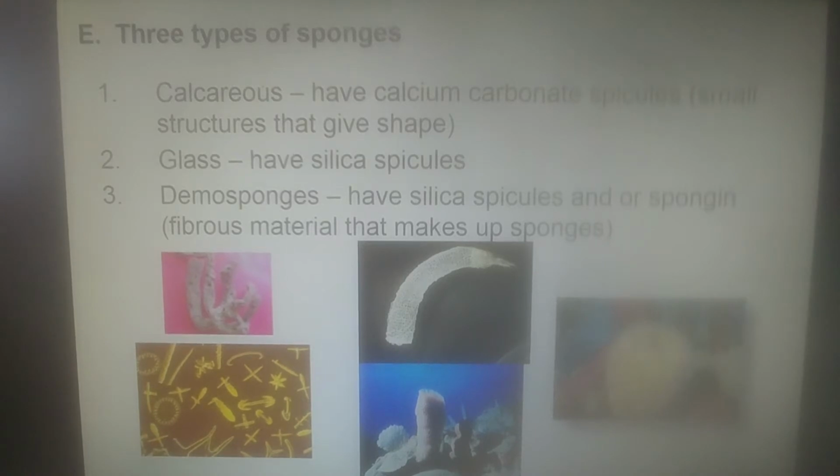These are the three types: calcareous, glass, and demo. The first two are the kind you don't want to clean yourself with, because they're going to be kind of itchy, scratchy. Here's a nice soft demosponge. That one here is the one you're going to want to scrub yourself with. But that's glass, that's calcareous. Ouch, scratch, scratch, scratch. They give a structure to them, but again, you don't want to touch those at all because they're going to hurt.